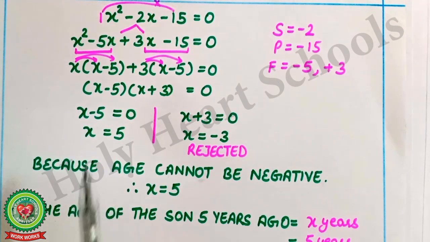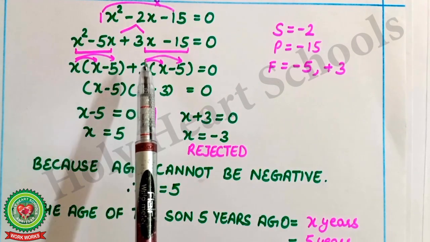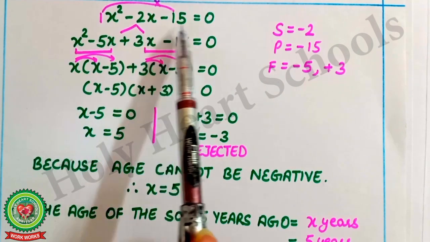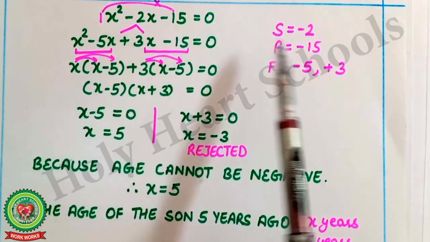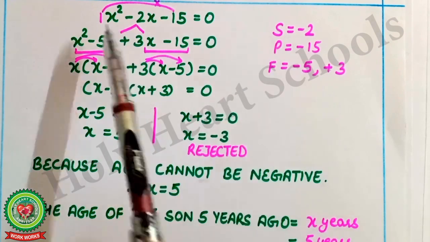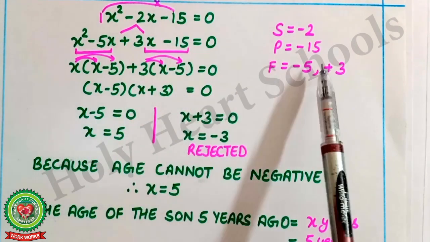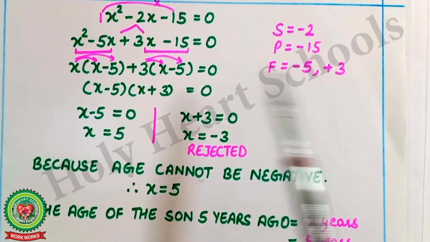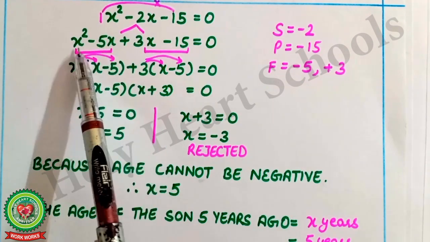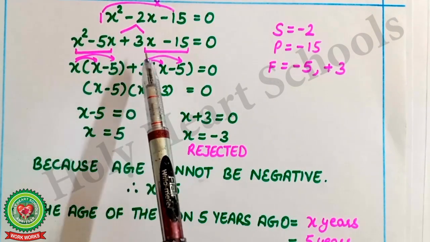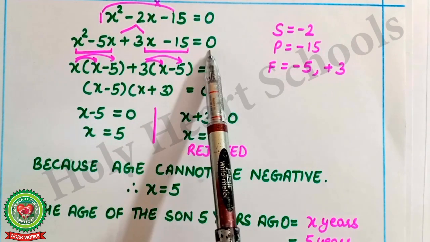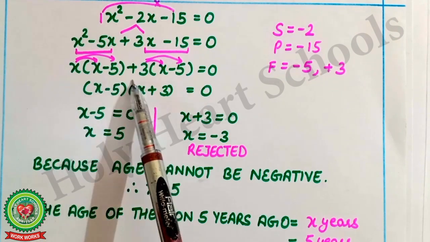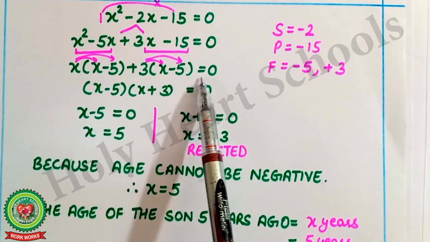Then the equation is x square minus 2x minus 15 equals 0. This is the quadratic equation. From here, the sum is minus 2, the product is minus 15, and the factors are minus 5 and plus 3. Now after splitting the term, x square minus 5x plus 3x minus 15 equals 0. Then x into (x minus 5) plus 3 into (x minus 5) equals 0.